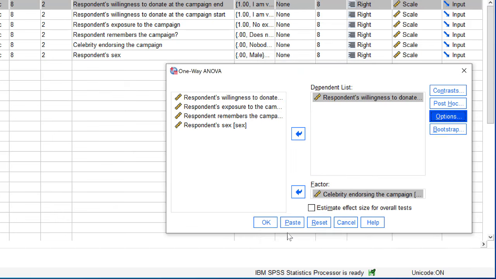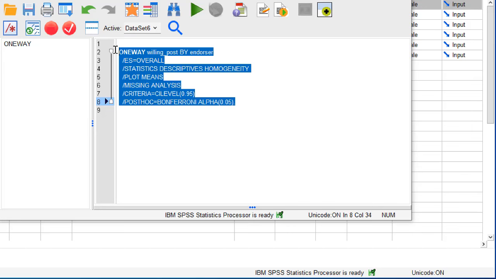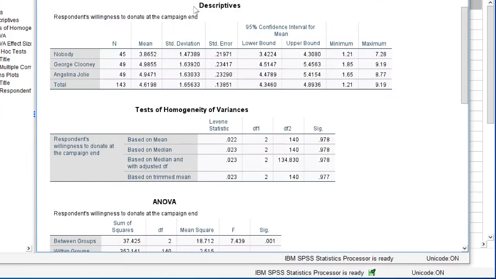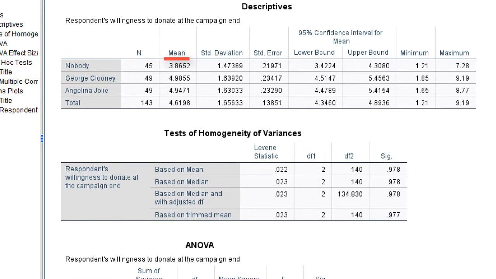With SPSS version 27 and higher, you can also get eta squared if you check the box labeled Estimate Effect Size for Overall Tests. That will do. Let's paste and run the command. We receive a lot of output. Under descriptives, we see the group means.